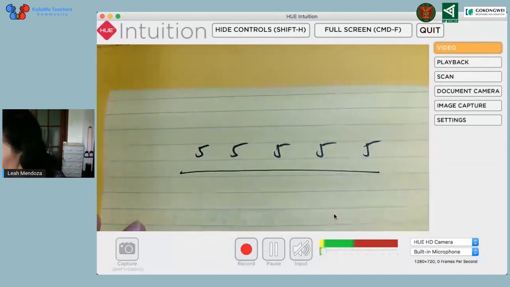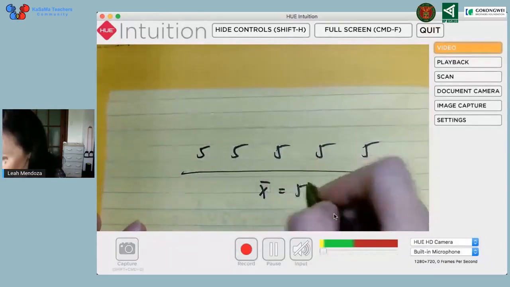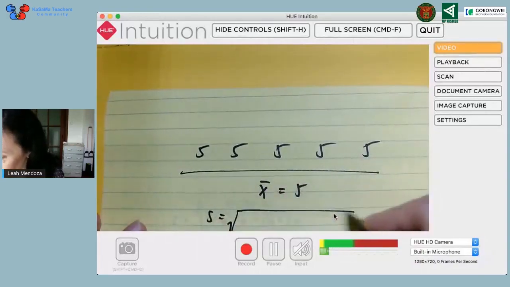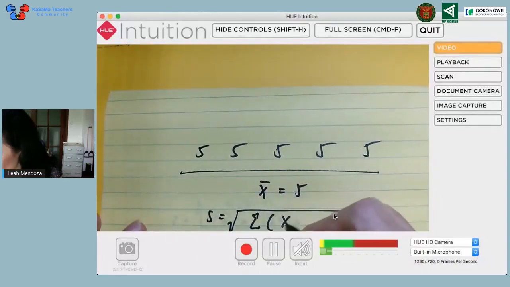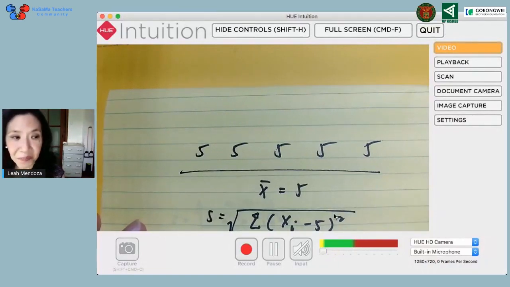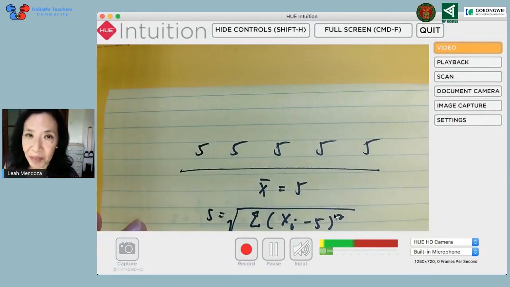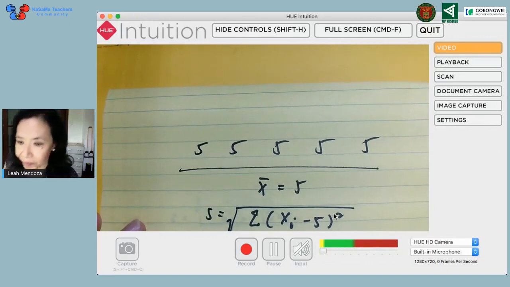So if you have numbers like this, the mean is 5, and the standard deviation would be the square root of the summation of each of these numbers minus 5 squared over 5 minus 1. This is, of course, 0. So a standard deviation can be 0 if all the elements in the data set are the same. Or it can be positive, but it can never be negative, because it is scatter from the mean.